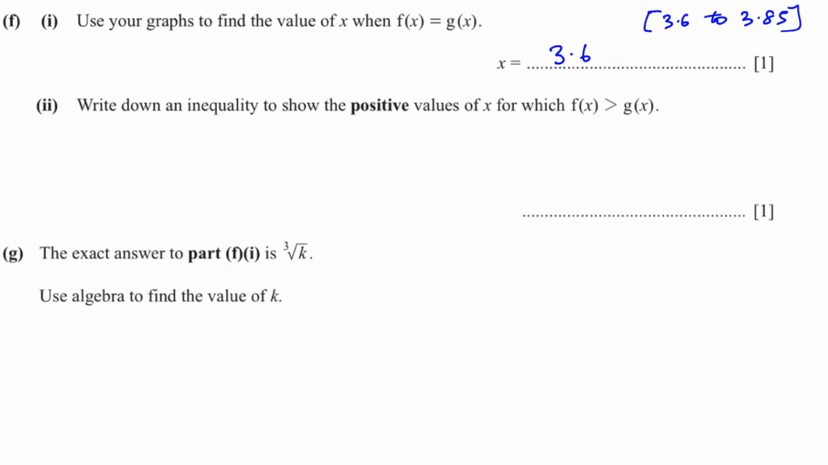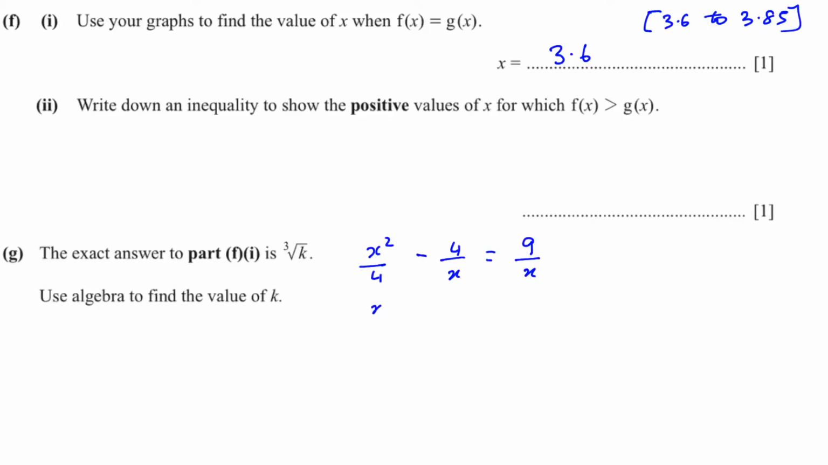The exact answer to part F i is cube root k. Use algebra to find the value of k. F of x is equal to g of x. So write the equation of f of x, which is x squared over 4 minus 4 over x, is equal to the equation of g of x. G of x is 9 over x. Now we have to solve this algebraically.